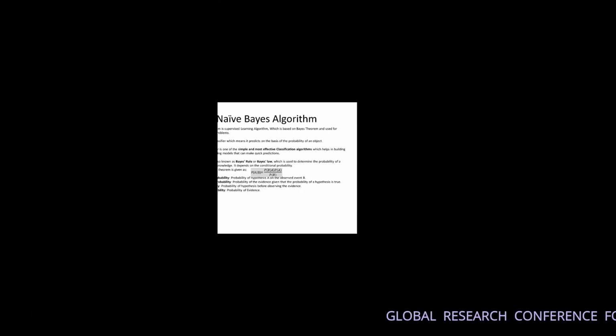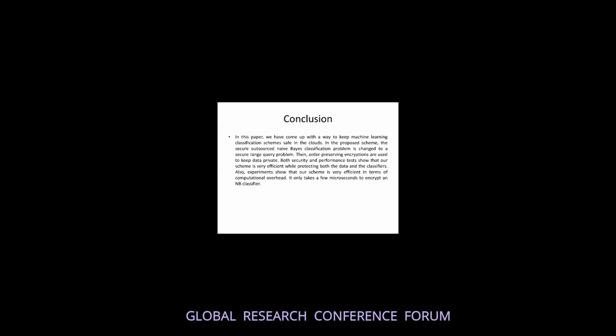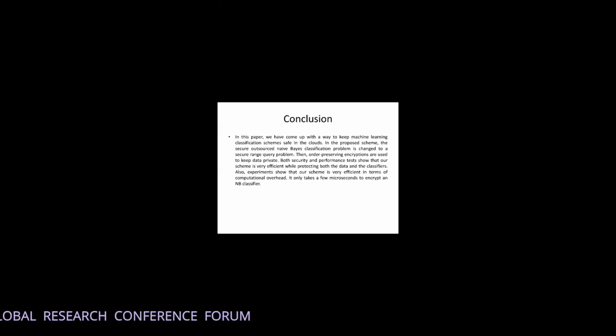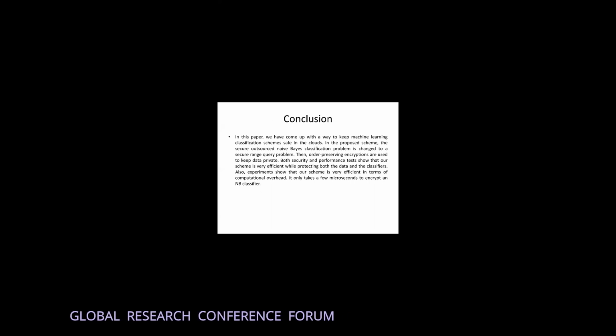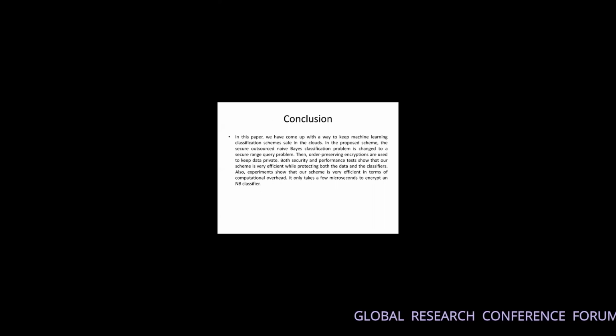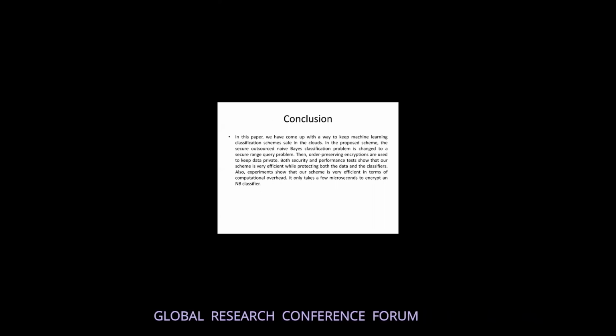The conclusion of this paper is, in this paper, we have come up with a way to keep machine learning classification schemes safe in the cloud. In the proposed scheme, the secure outsourced Naive Bayes classification problem is changed to a secure range query problem. Then order preserving encryption is used to keep data private.